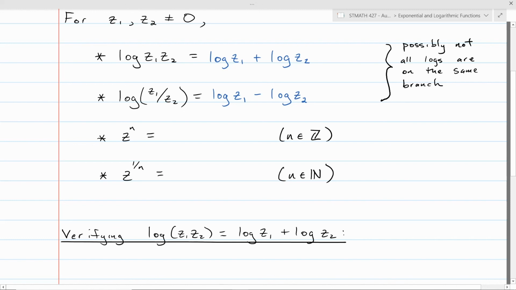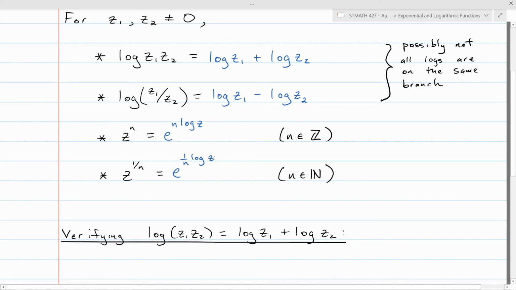But z to the n can actually be written as e to the n times log z. And z to the 1 over n, now remember z to the 1 over n isn't just the nth root of z, it's the set of all nth roots of z, right? So we're talking about a set of numbers here. And that one is, of course, going to be e to the 1 over n times log z.